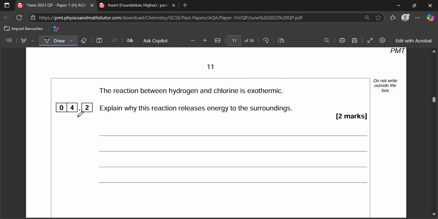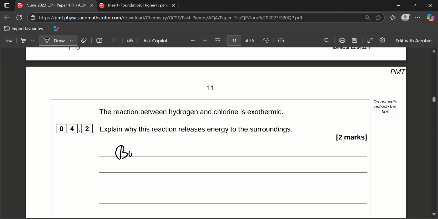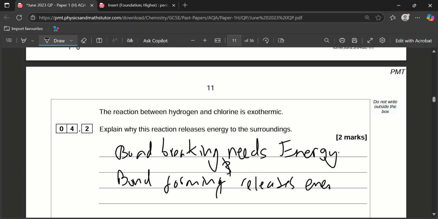Next question. Explain why this reaction releases energy to the surroundings. The reaction between hydrogen and chlorine is exothermic. Well, we know that bond breaking requires energy. Bond breaking needs energy. No, let's not be lazy today, let's write energy fully. Bond breaking needs energy. And bond forming, don't forget the word and. I'm going to put the symbol here for and, but putting and there is key. And bond forming releases energy.